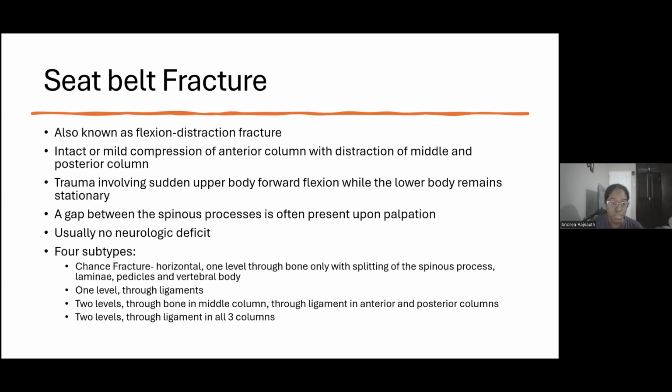And there are 4 subtypes: chance fracture, which is horizontal, one level through the bone only, with splitting of the spinous processes, laminae, pedicles, and vertebral body. If there's one level, through the ligaments. If 2 levels are involved, through bone in the middle column and through ligaments in the anterior and posterior columns. And if 2 levels are involved, through ligaments in all 3 columns.